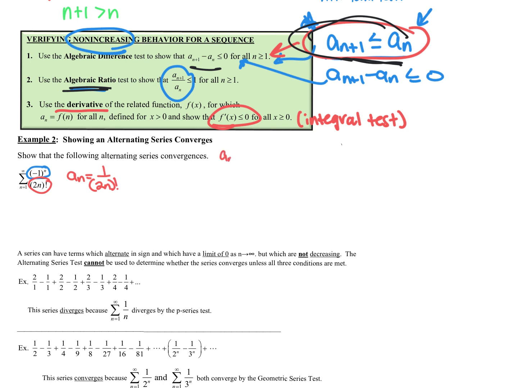Comparing a sub n plus 1 and a sub n might be a little tricky here. So we're not going to do that method. We're going to do the limit as n approaches infinity of a sub n plus 1 over a sub n. And so a sub n is just this guy right here. And then a sub n plus 1 means you put n plus 1 in here where the n is. So we'll do 1 over, get this out of the way.